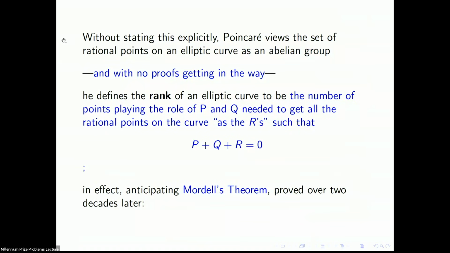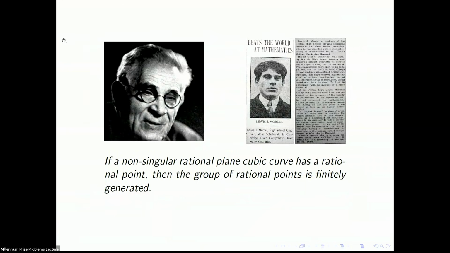Pretty good. In effect, he anticipates Mordell's theorem, which is proved, as I say, two decades later. And here's Mordell in youth and in wisdom. The headline there is "beats the world at mathematics." Okay, and this is how he states it in his paper. If a non-singular rational cubic curve has a rational point, then the group of rational points is finitely generated.